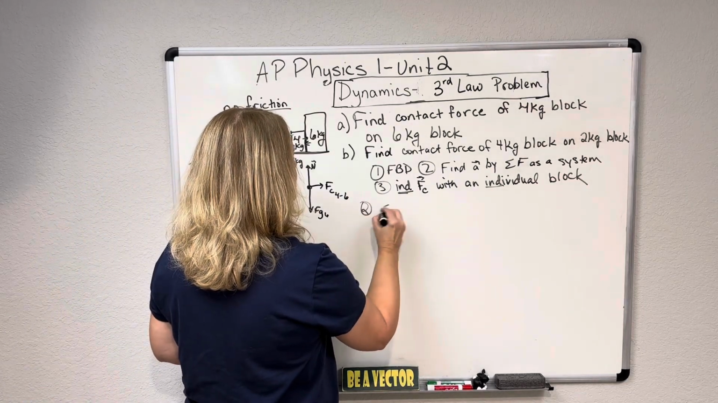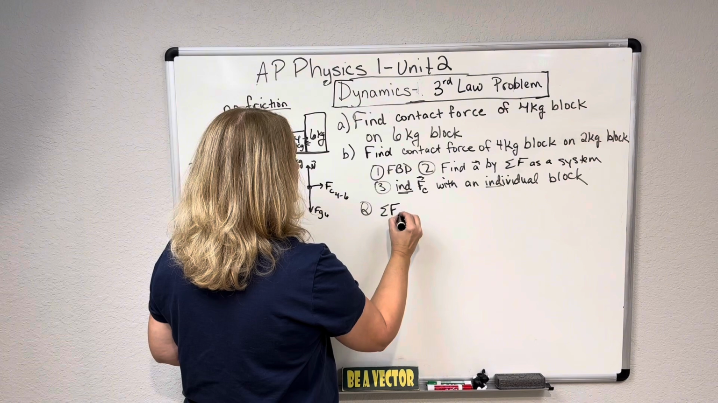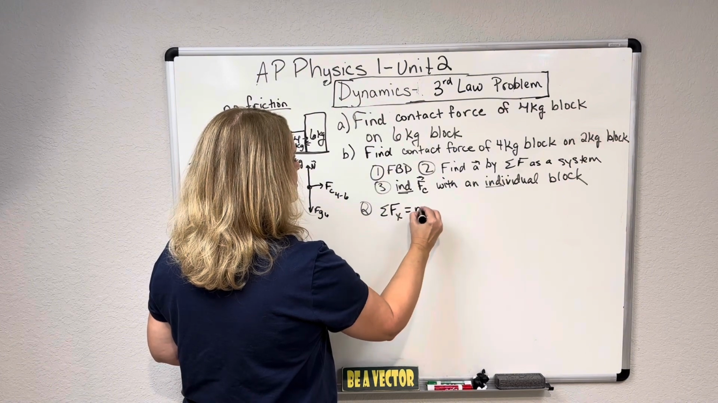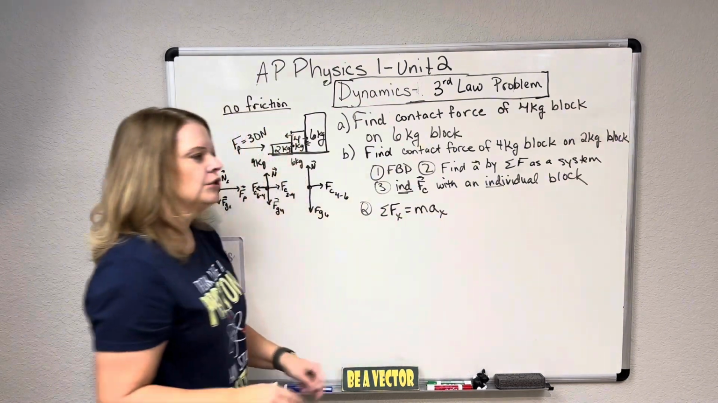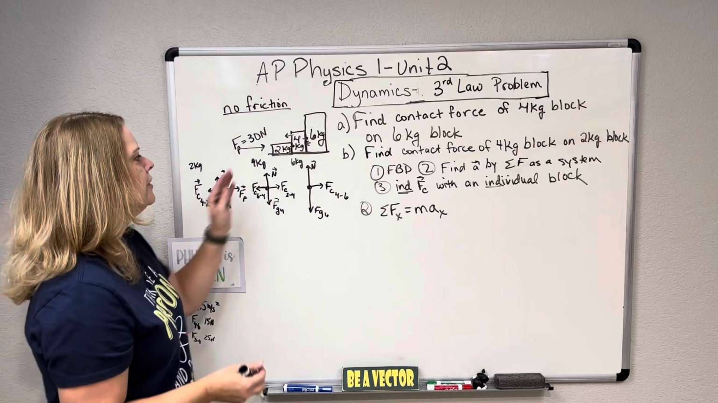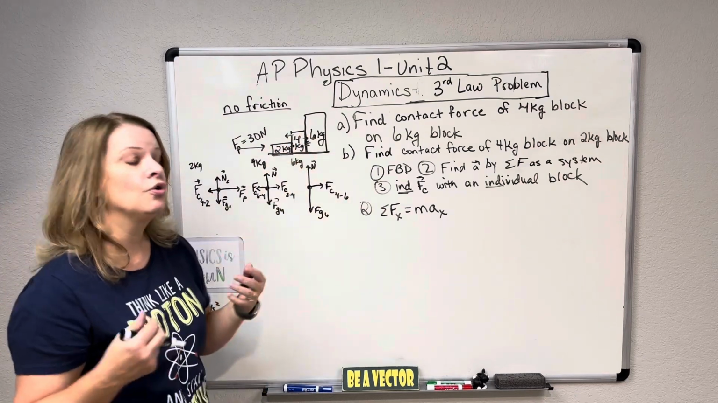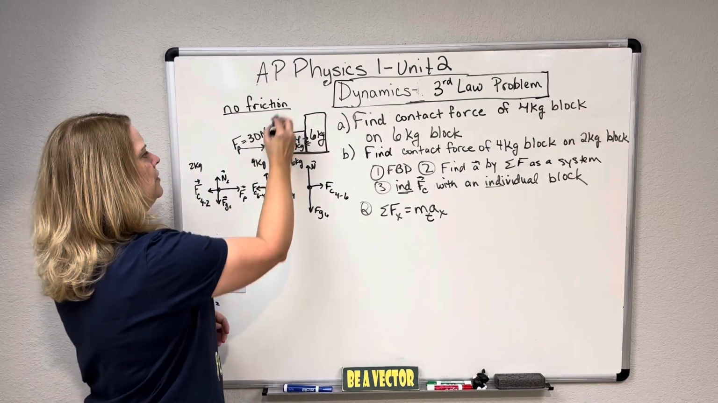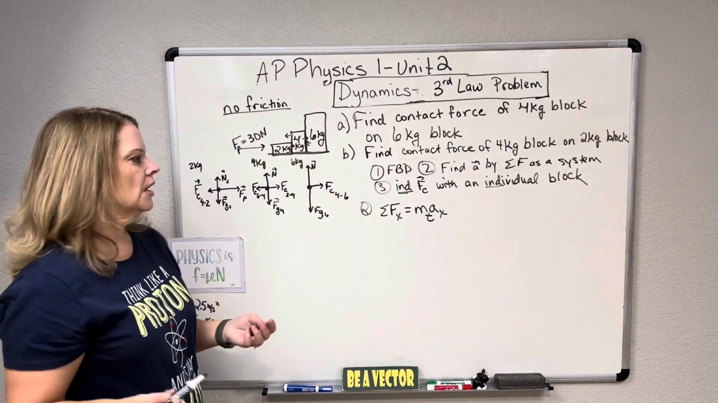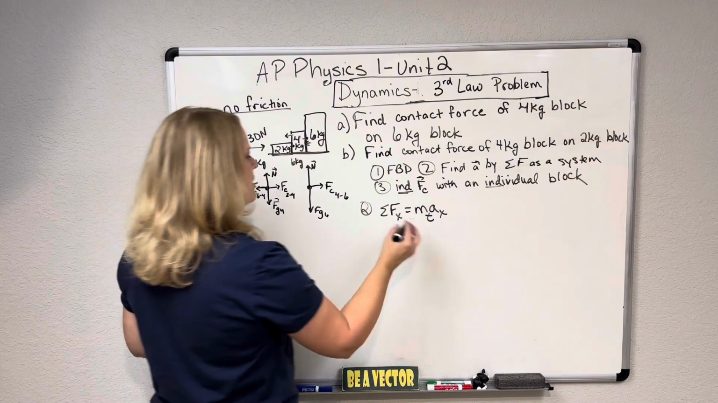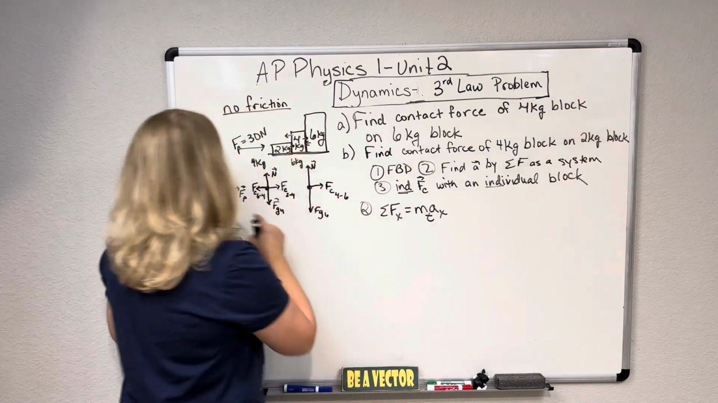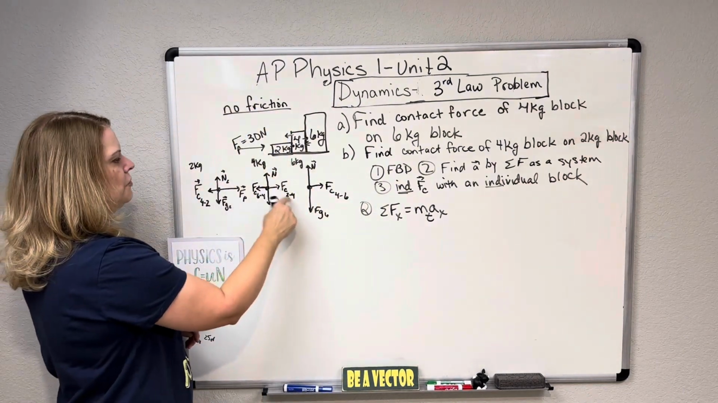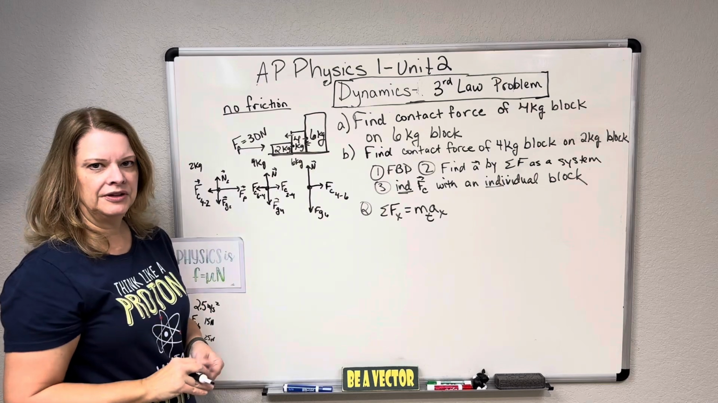So step 2, we're going to sum those forces as a system in the X, because these blocks are moving in the X. When you do it as a system, it's very important you have the total mass because you're using the whole system. In other words, you're going to think of this as one big block. All right, so we're going to sum our forces in the X. I have 1, 2, 3, 4, 5 forces in the X.